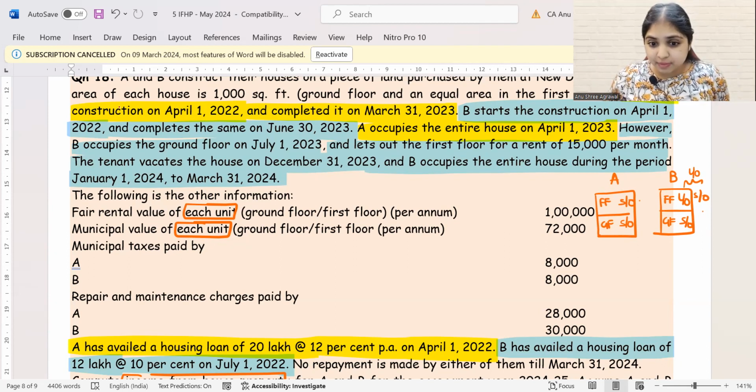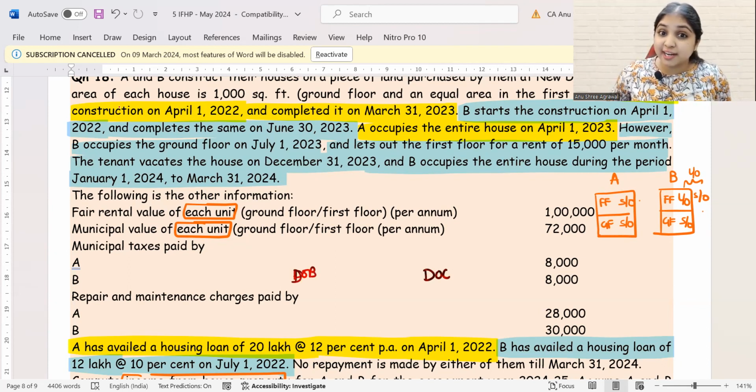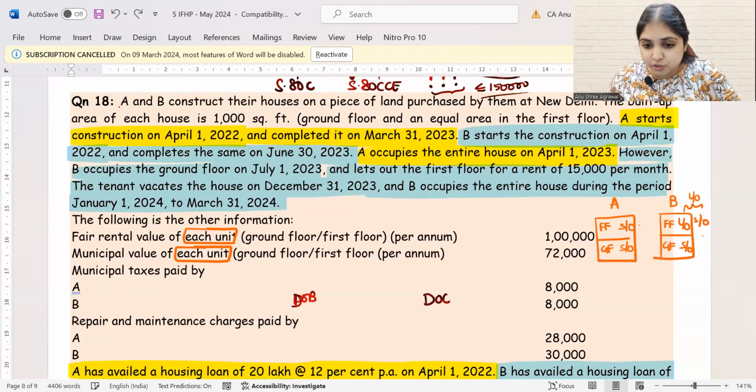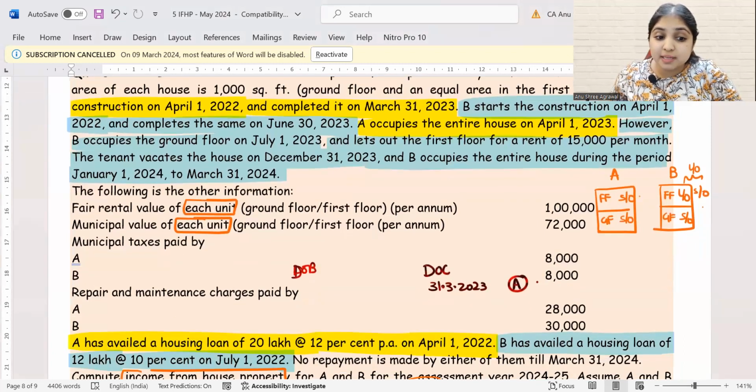What are the things I'll check? What is the date of construction completion? And what is the date of borrowing? Tell me, when did the construction get completed for Mr. A? A starts the construction on 1st April 2022, completed it on 31st March 2023. So the date of construction completion for A is 31st March 2023. What is the date of borrowing? When did Mr. A borrow the loan? A has availed a housing loan on 1st April 2022.